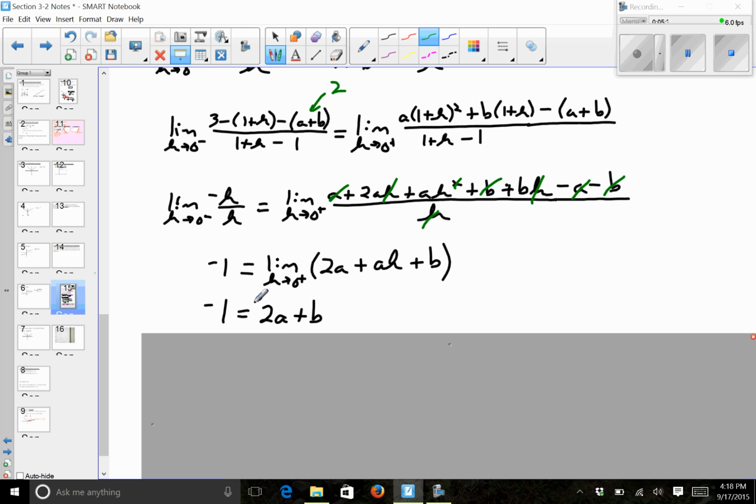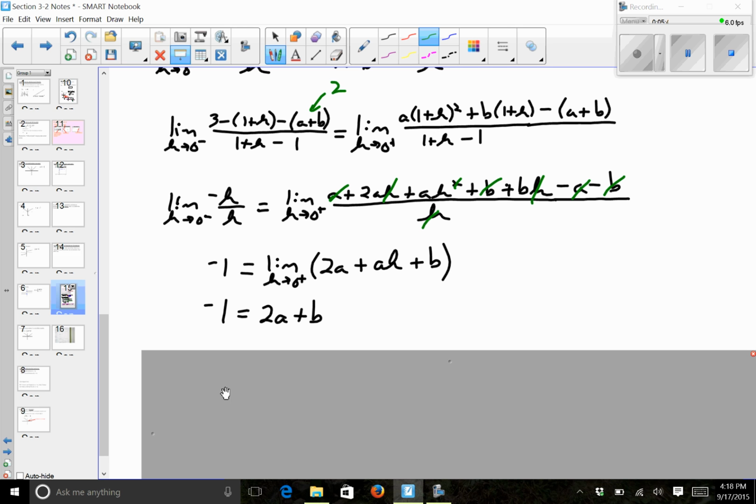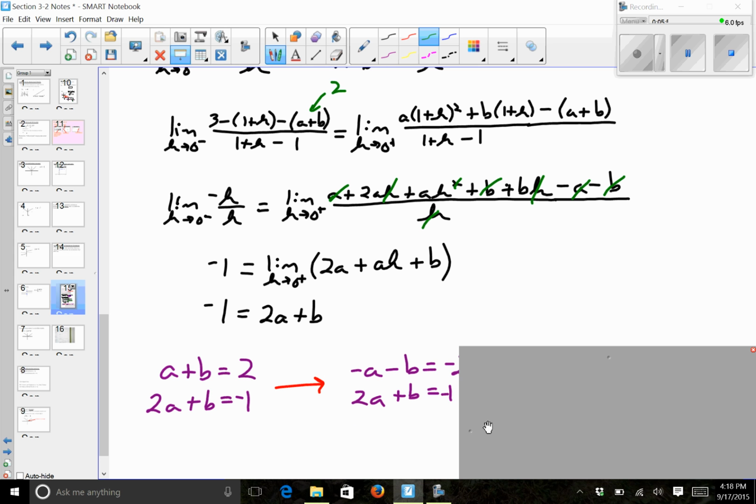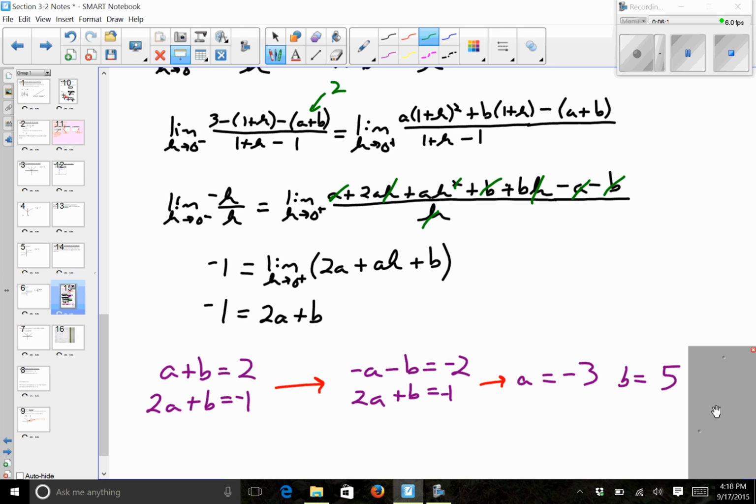So I now have a second equation that relates a and b if they're differentiable. So I have a plus b has to equal 2, and that 2a plus b has to equal -1. And here I have a system of equations which I can solve. So I chose to do it with elimination. So I multiplied the top equation by -1, added them together to eliminate the b's, which means that a is -3. And if I plug -3 back into either equation and solve it for b, I get that b is 5.